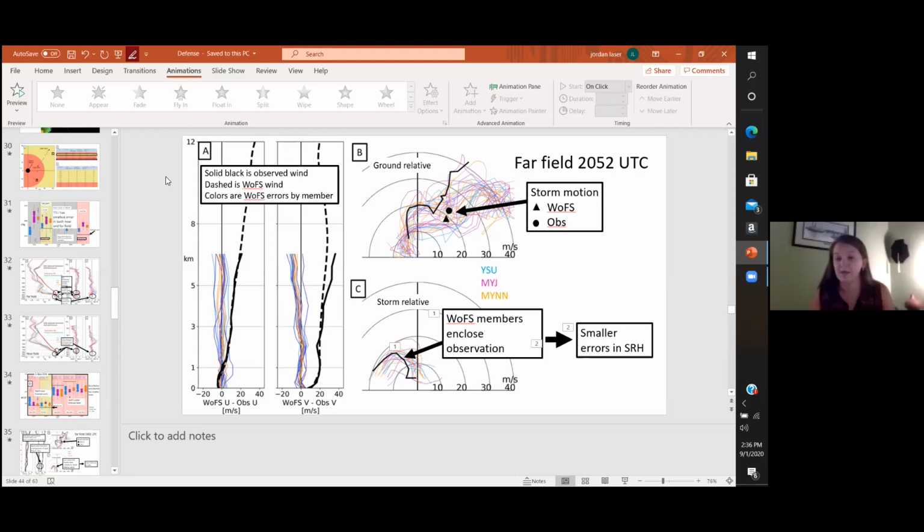What about thermodynamics? Because we don't really have any. So you showed these really nice LiDAR plots, right? That we get these time series of kinematics, but what about thermodynamics?